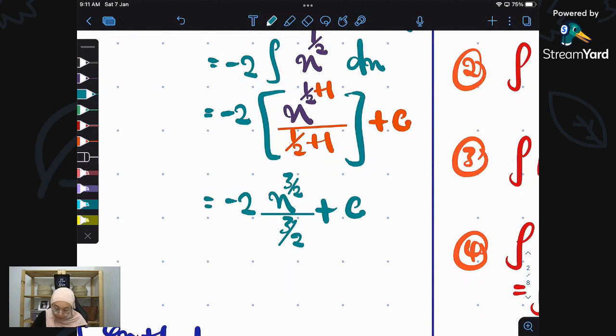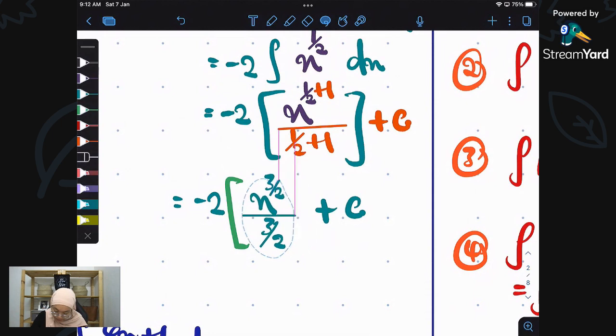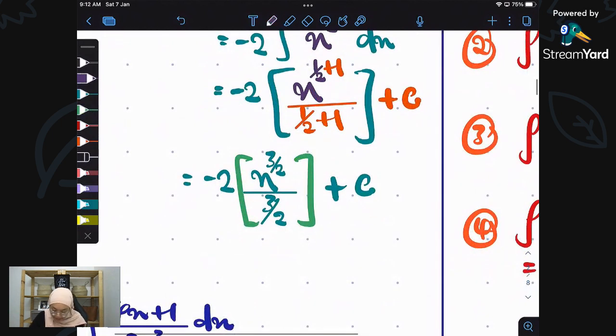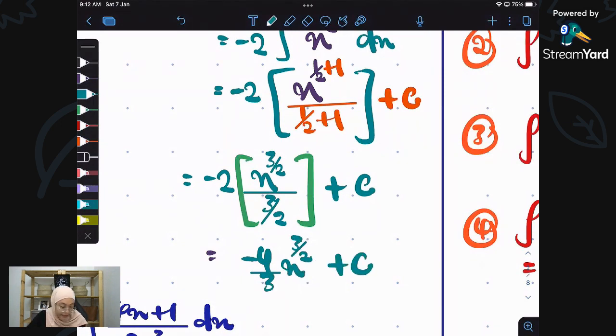Okay, sometimes you might want to put a bracket here. It's okay, you can put it. Okay, and then we are going to simplify it further, which will give us -4. Sorry, negative 4 over 3 x to the power of 3 over 2 plus c. So this is our final answer.